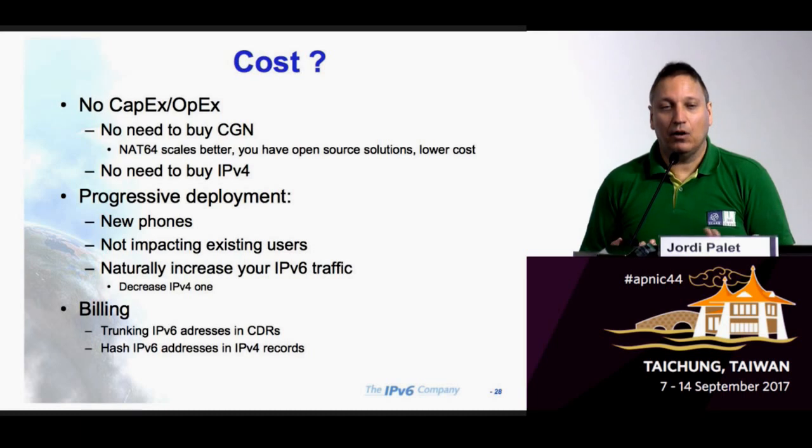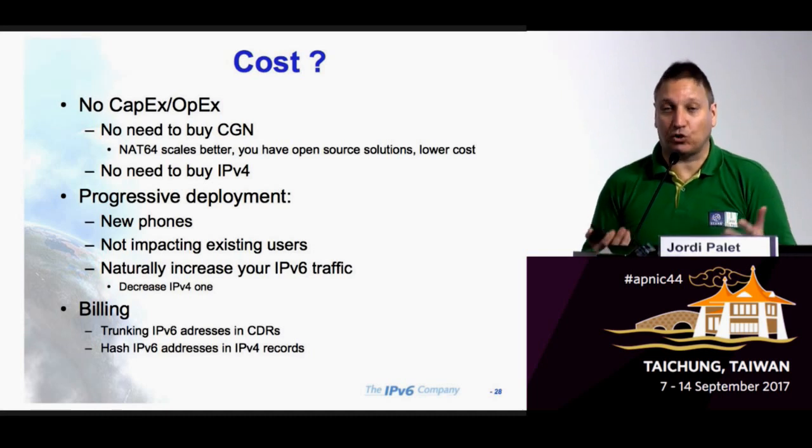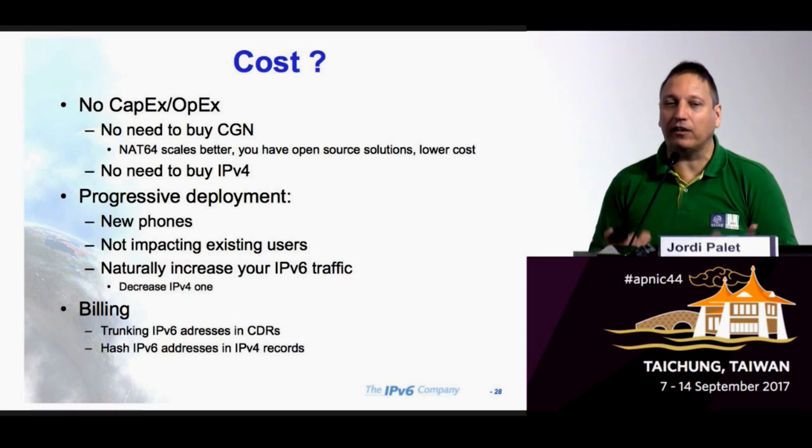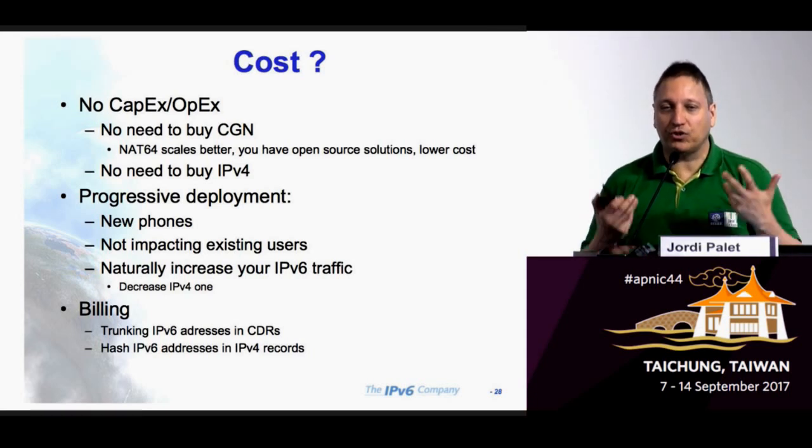Instead of having, let's say, I am just making up this number, I didn't try it because it depends on the equipment, the vendor, and so on. Let's say you have 100,000 users per CGN, which is a carrier-grade NAT box. Probably with NAT64, you can have double the number of users, okay?